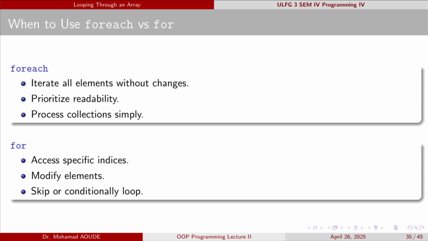Here's a quick guide. Use foreach when you want to iterate through every element without changing them, focusing on readability. Use for when you need more control, to modify elements, skip over elements, or perform conditional processing during iteration.